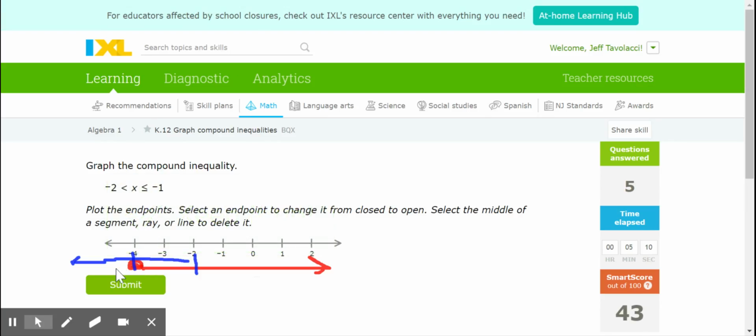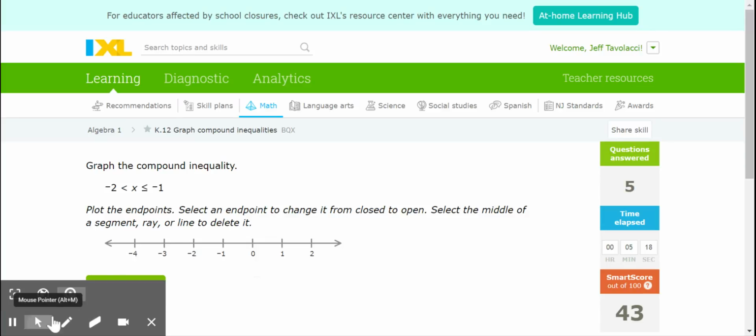Okay, another conjunction. So this is an implied and statement. It's all connected. So -2 is less than x, and x is greater than or equal to -1. So we're taking every point. X is going to be trapped in between -2 and -1. But it does not include -2. It does include -1.